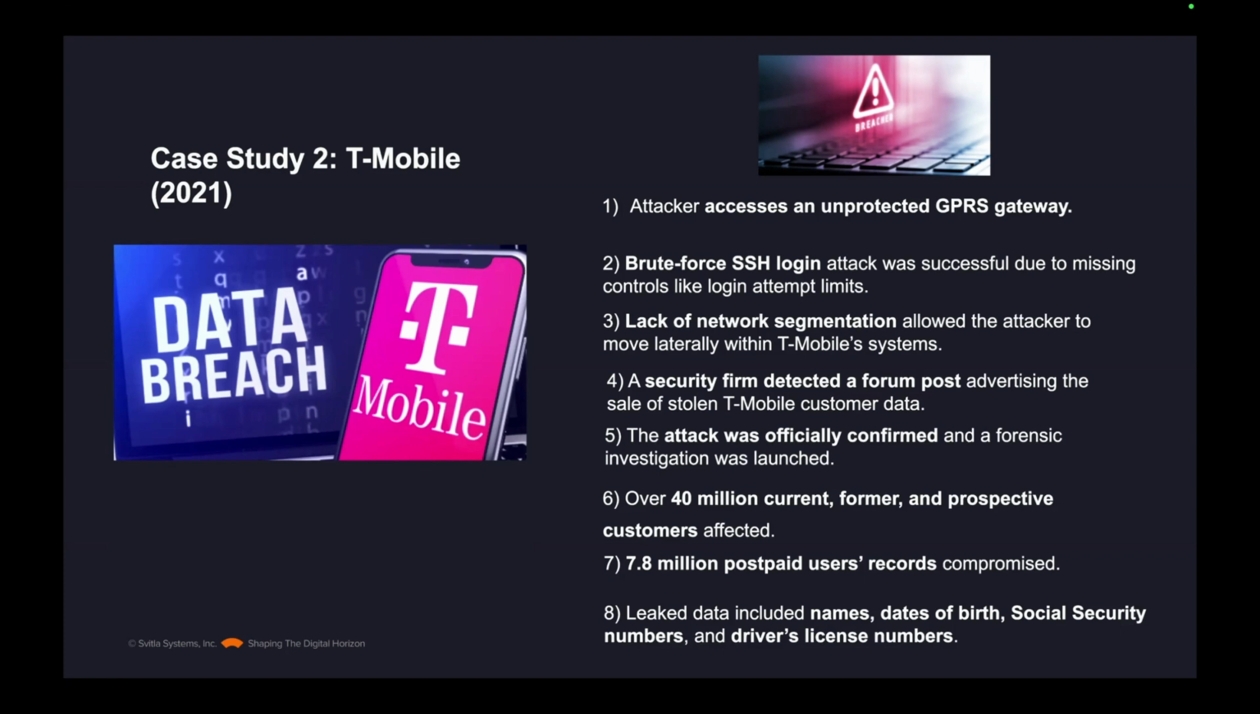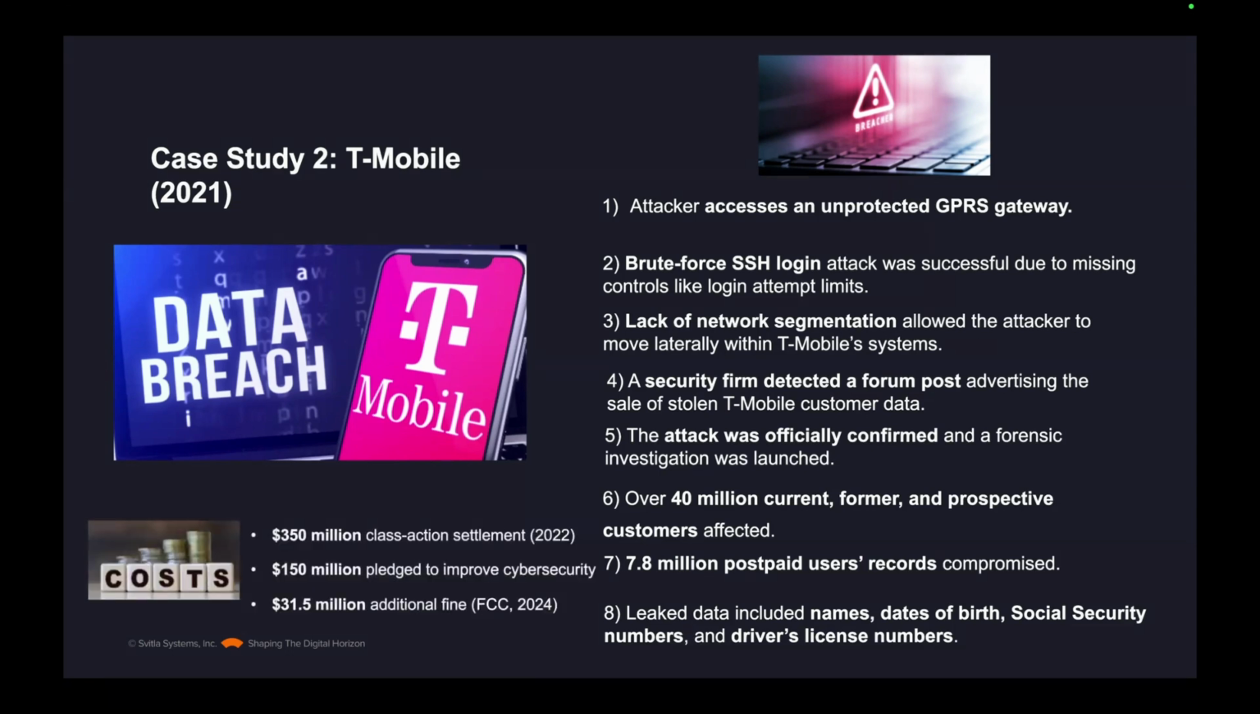This information was names, social security numbers, driver's license numbers. After that, T-Mobile lost a lot of money since they had a class action settlement that went ahead in 2022. As you can see, the total cost went over $500 million, and they also paid the Federal Communications Commission in 2024. So a huge amount of money lost.